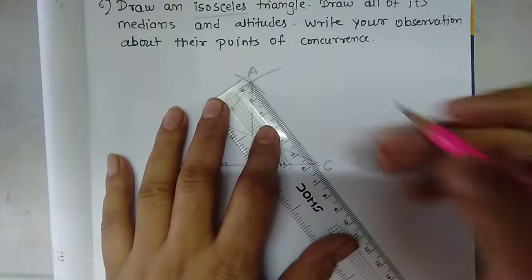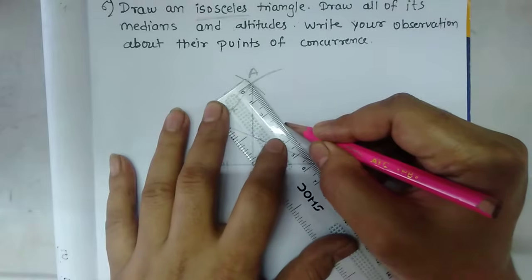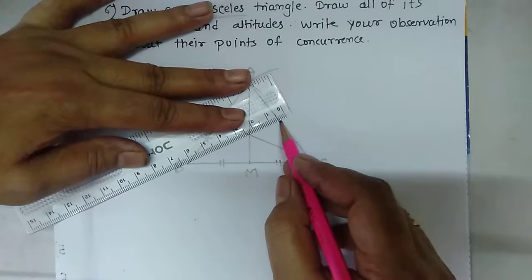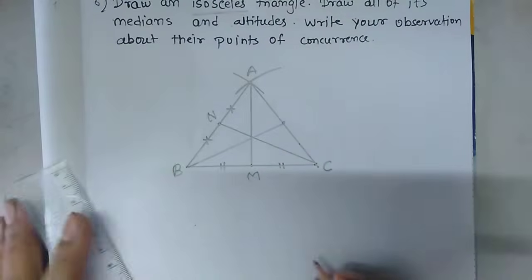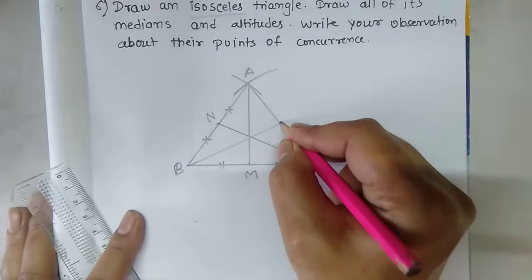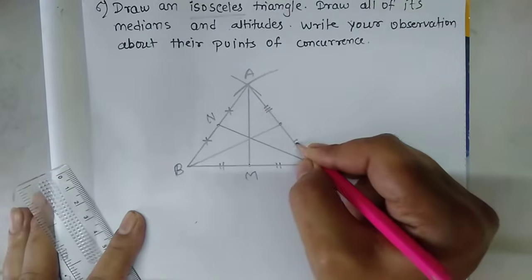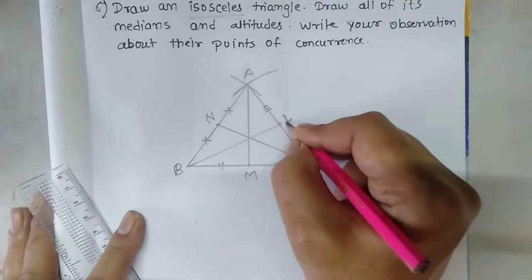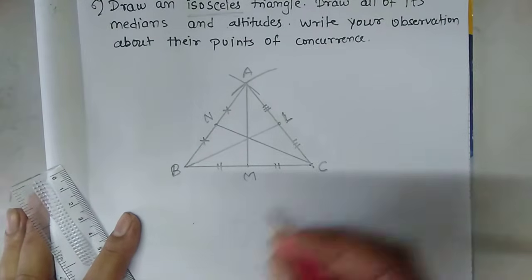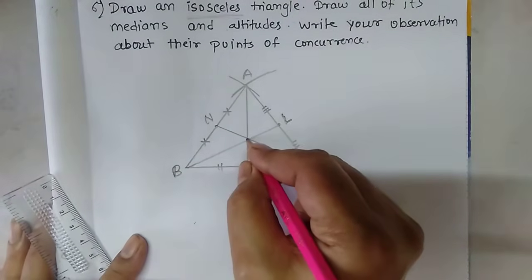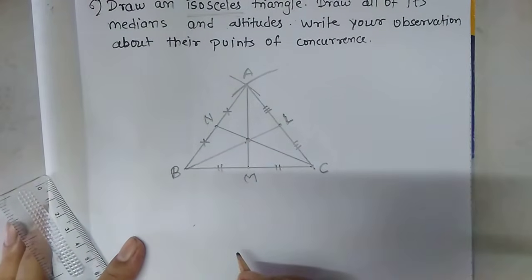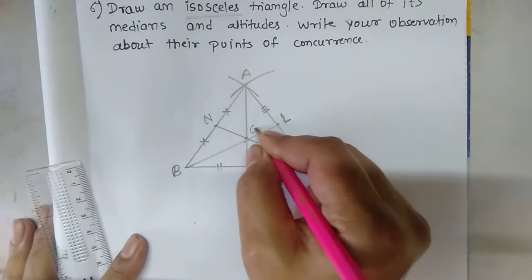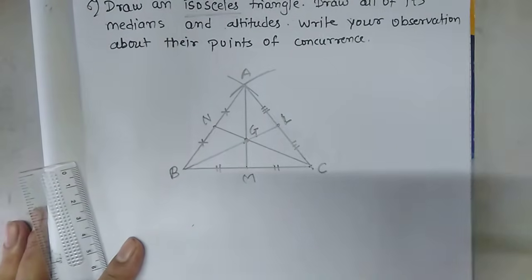Now the midpoint of AC is at 3 centimeter because the length of AC is 6. Join this midpoint to the opposite vertex. Give the label L, because O is the orthocenter, so we can't use this letter. Now we know that medians of a triangle are concurrent and it is denoted by G. So this is the G.